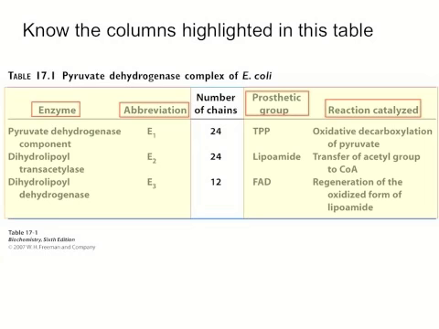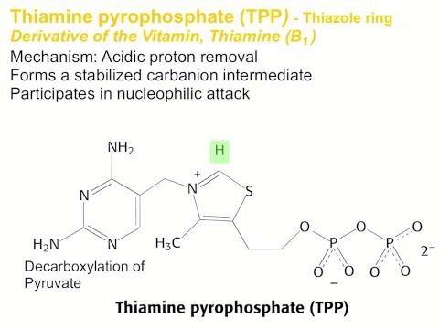Let's look at these a little more closely. We're going to start off with E1. This uses thiamine pyrophosphate, abbreviated TPP. This has a thiazole ring, and it is a derivative of the vitamin thiamine, B1. It is because of the synthesis of TPP that we need thiamine in our diets.